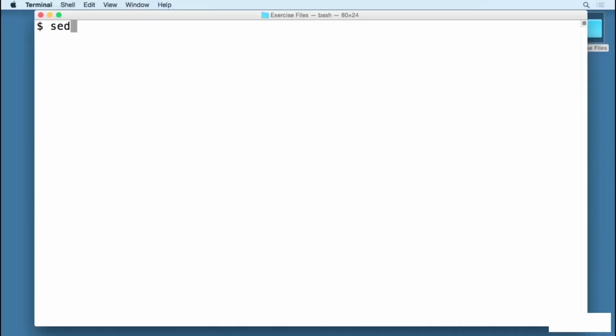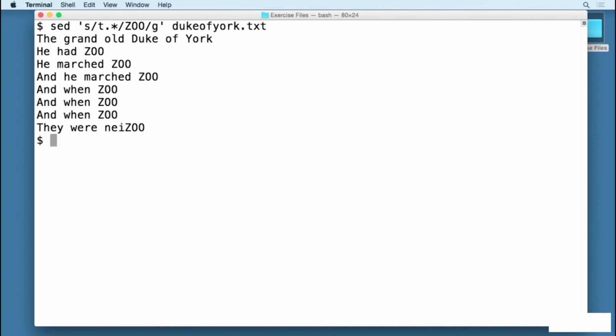So, for example, if we look for t.* and replace it with zoo globally, this looks for a lowercase t followed by 0 or more of any other character and replaces it with the uppercase word zoo. Because the period matches any character, including spaces and punctuation, this replaces everything in each line from the first lowercase t to the end of the line with the word zoo. The only line that is not affected is the first one because it doesn't contain any lowercase t's. Remember, sed is case sensitive. That uppercase T at the beginning doesn't count.